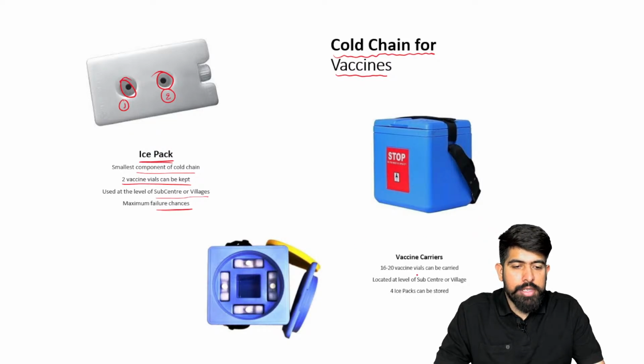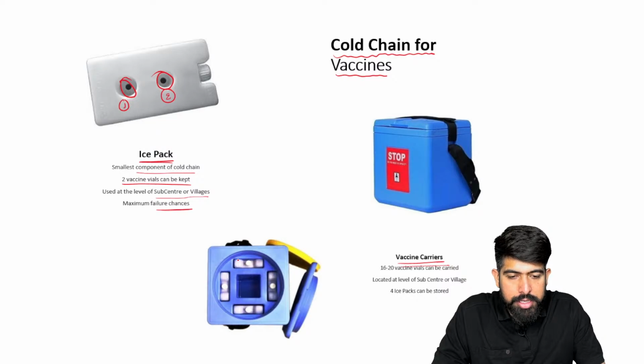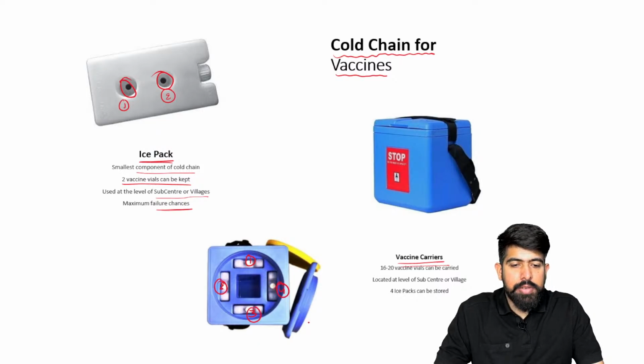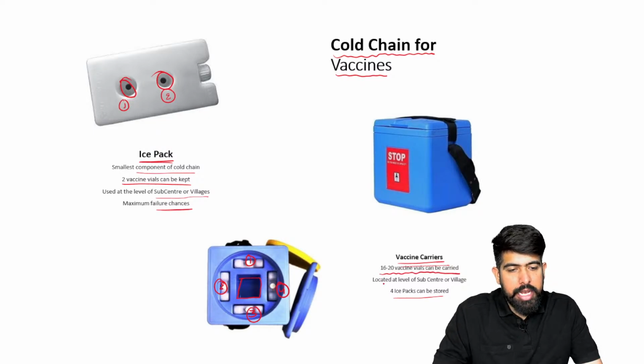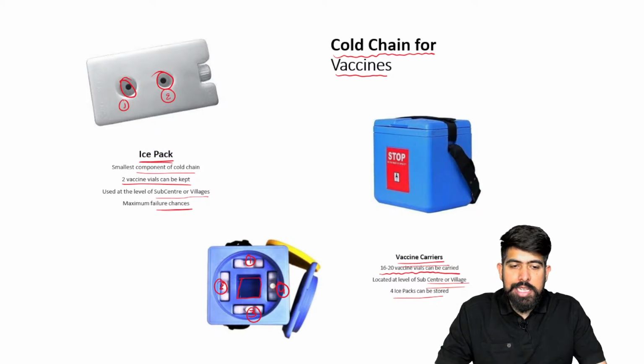Although we have this vaccine carrier, you can see this box, right? This box is lined by four ice packs, and as it is lined by the four ice packs, we have the space between them. In this space, we can keep 16 to 20 vaccine vials to be carried. And this is also used at the sub center and the village, right? So this is about your vaccine carrier.